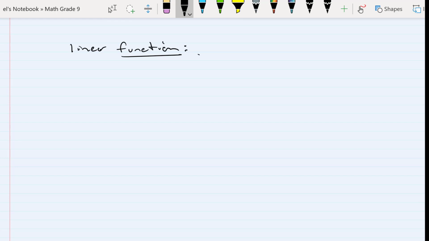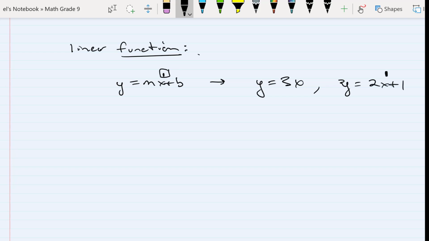A linear function is one in which the power of x is 1 or 0. For example, y equals mx plus b. Our power here is just 1. Y equals 3x or y equals 2x plus 1. The power of x is 1. It could also be 0, as in y equals 3, where this is the same as writing y equals 3x to the power of 0. This is also a linear function.